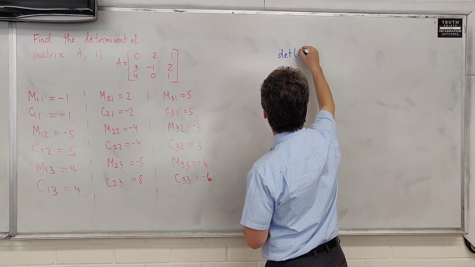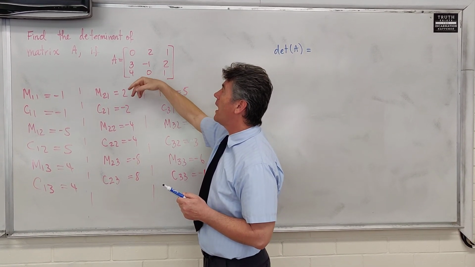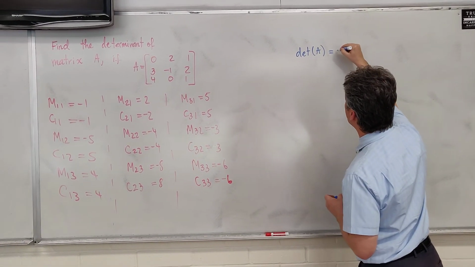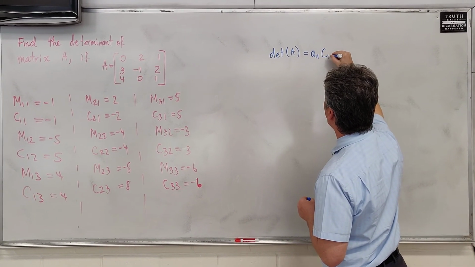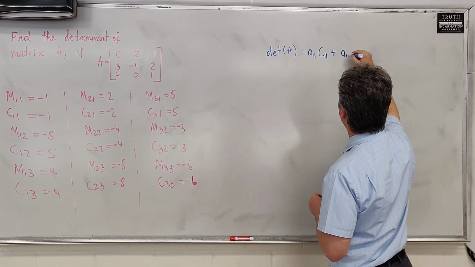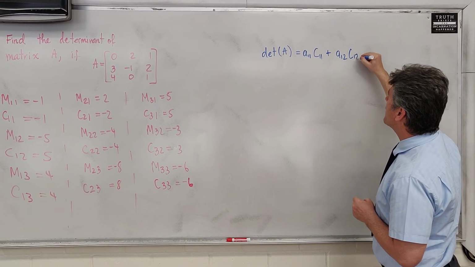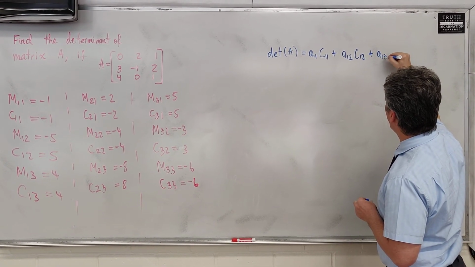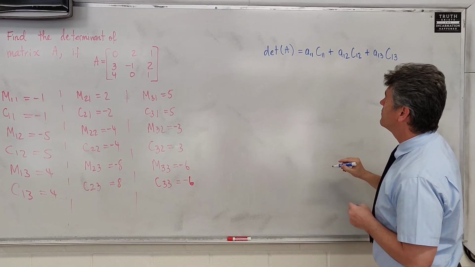Determinant of the matrix A. The first thing that I'm going to do is use row 1, because one of its entries is 0. And I'm going to write down exactly what I'm going to do. I'm going to find the product of the entry in row 1, column 1 and its cofactor, and add it to the product of the entry in row 1, column 2 and its cofactor, and add that to the product of the entry in row 1, column 3 and its cofactor.